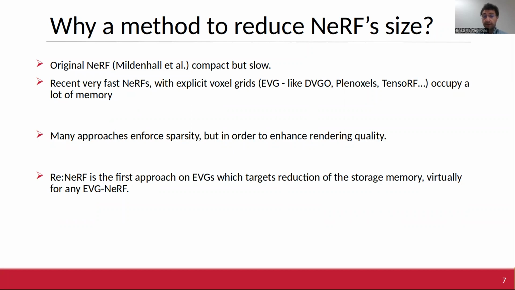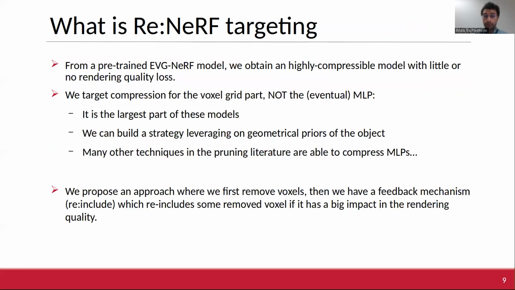re-NeRF is the very first approach on EVGs which targets the reduction of the storage memory, virtually applicable to any EVG-NeRFs. How does it work? Well, with re-NeRF, we target compressibility of the model, and we make it applicable virtually on top of any EVG-NeRF. In this respect, we work at the level of voxel grids only. We do not work on the MLP part. In the proposed approach, we have a first phase in which we remove voxels using first-order Taylor expansion for the loss. And we have a feedback mechanism which is in charge of correcting underestimation from the first phase and enforces also a geometric prior on the grid.